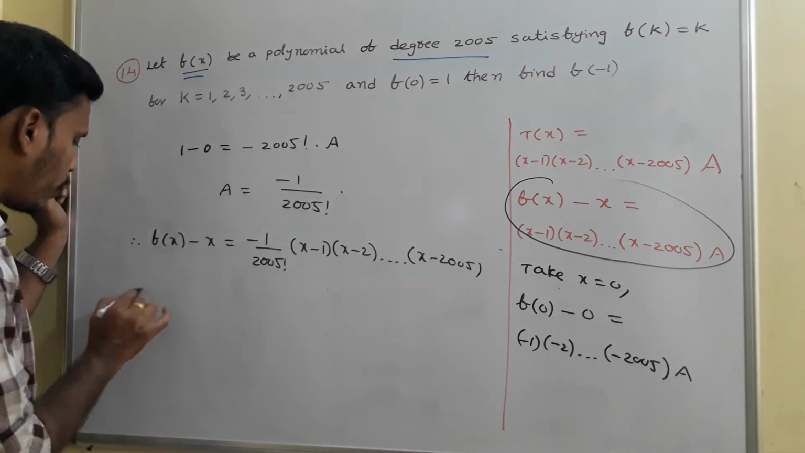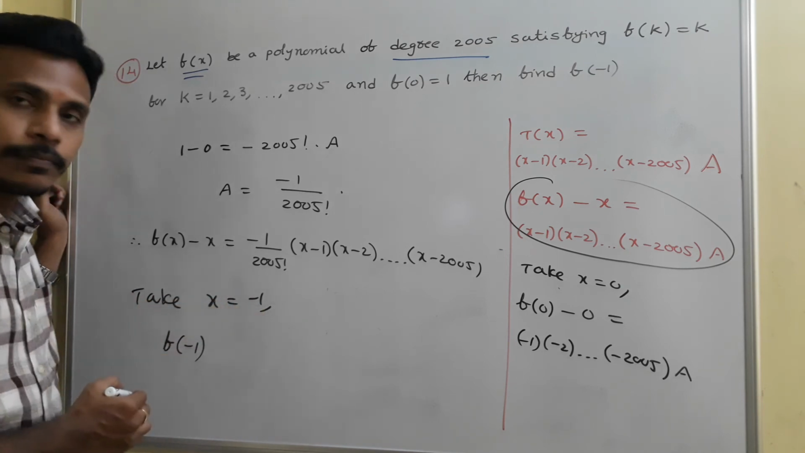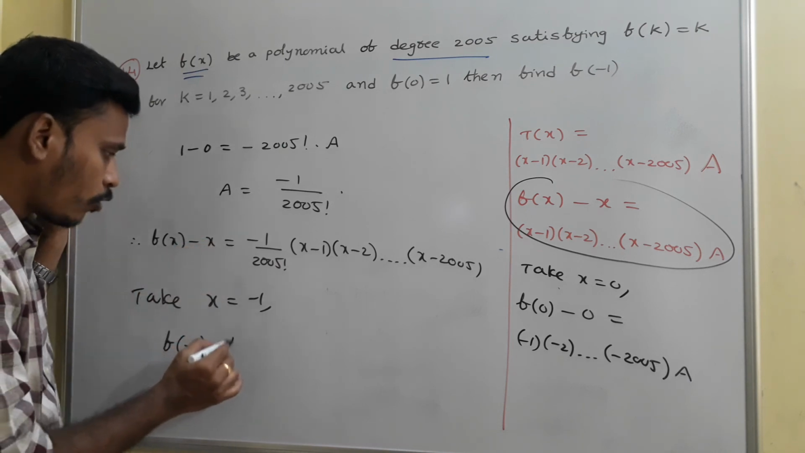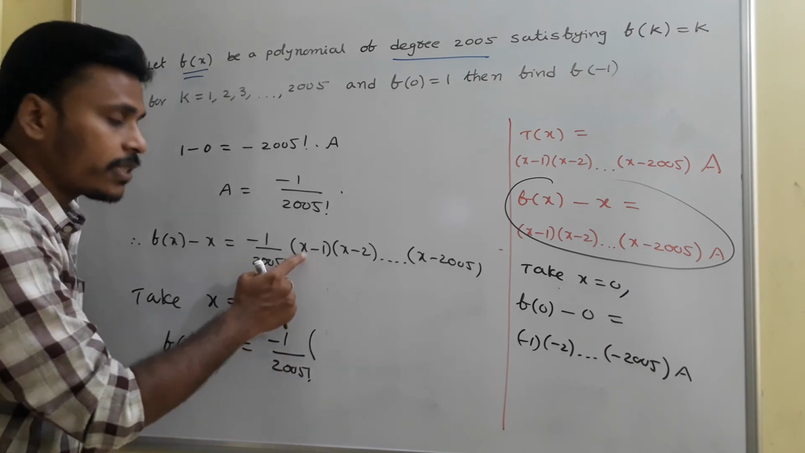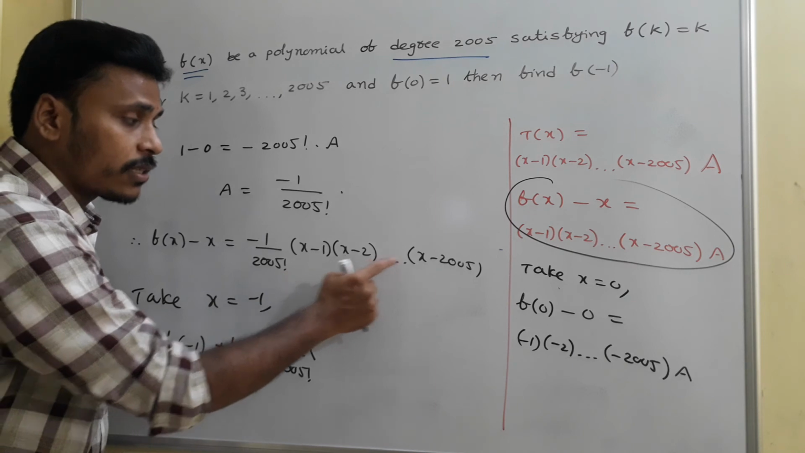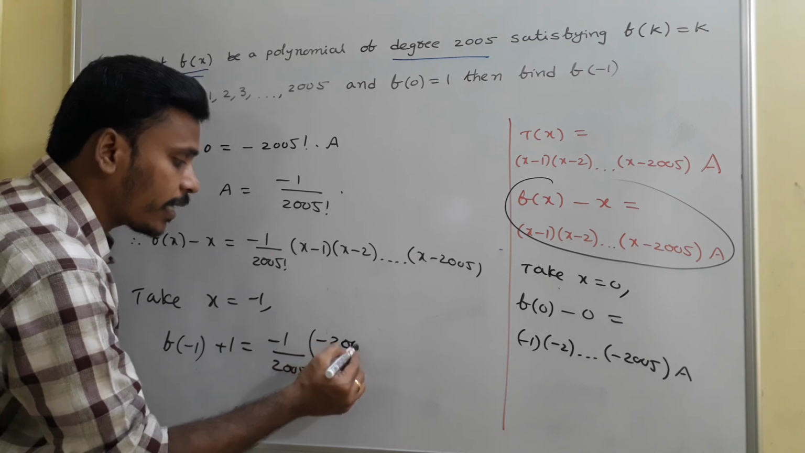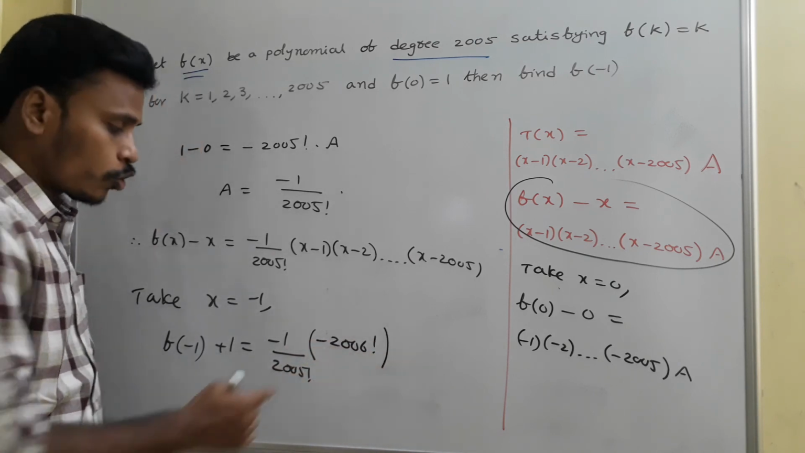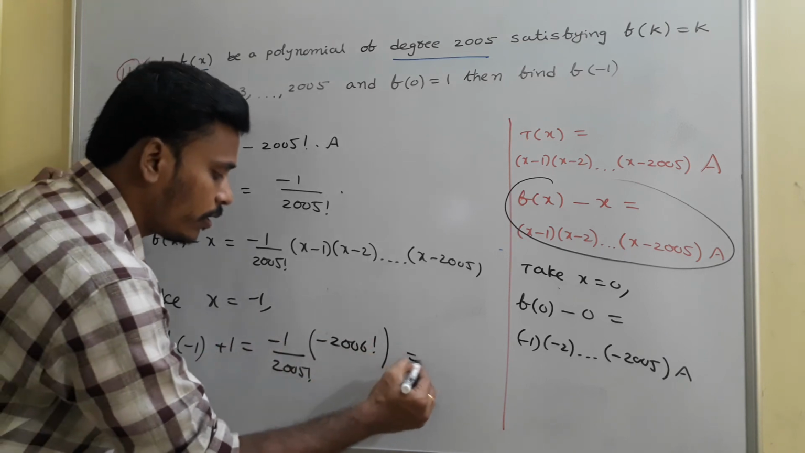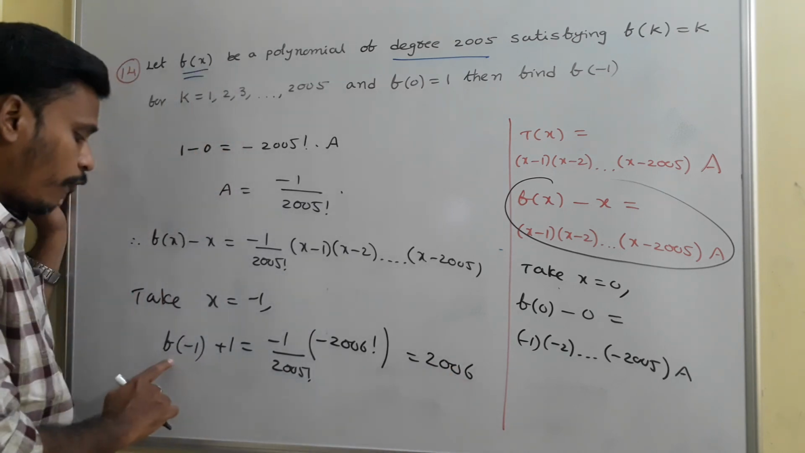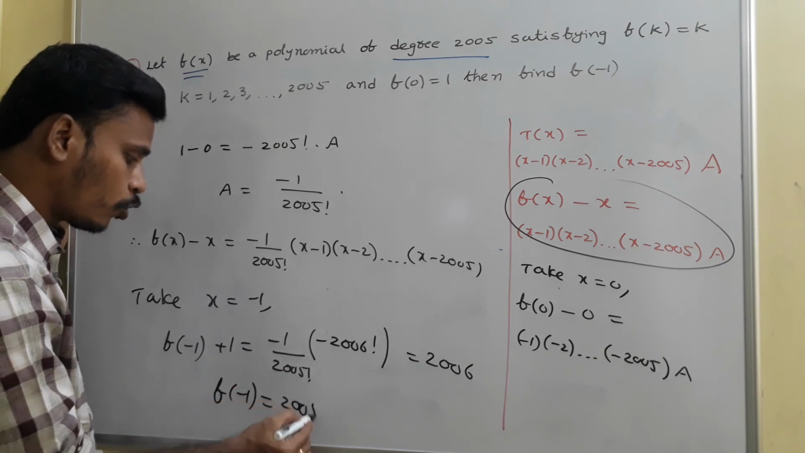But we need f of minus 1. Now take x equals minus 1. What will you get? f of minus 1, if you replace x with minus 1 here, minus of minus, plus 1, equals minus 1 by 2005 factorial, replacing x with minus 1, you will get minus 2, minus 3, up to minus 2006. When you multiply all these things, it will become minus 2006 factorial. Minus into minus is plus. So 2006 factorial by 2005 factorial is 2006. So f of minus 1 plus 1 is 2006. Then we conclude that f of minus 1 is 2005.